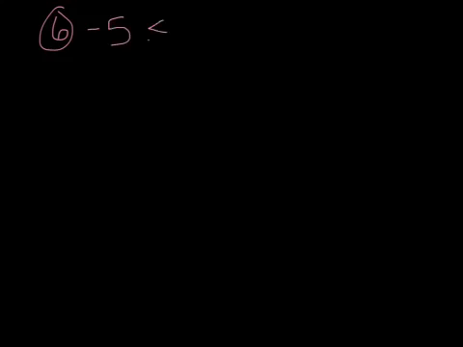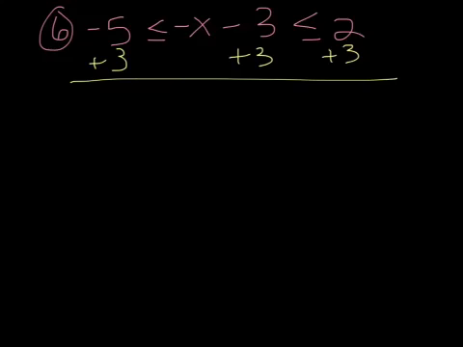So here's our last example for the day. I would like you to give it a try. Pause, please. So what you're going to do is you're going to start by adding 3 to all 3 parts of this inequality. You end up getting -2 is less than or equal to -x is less than or equal to 5.